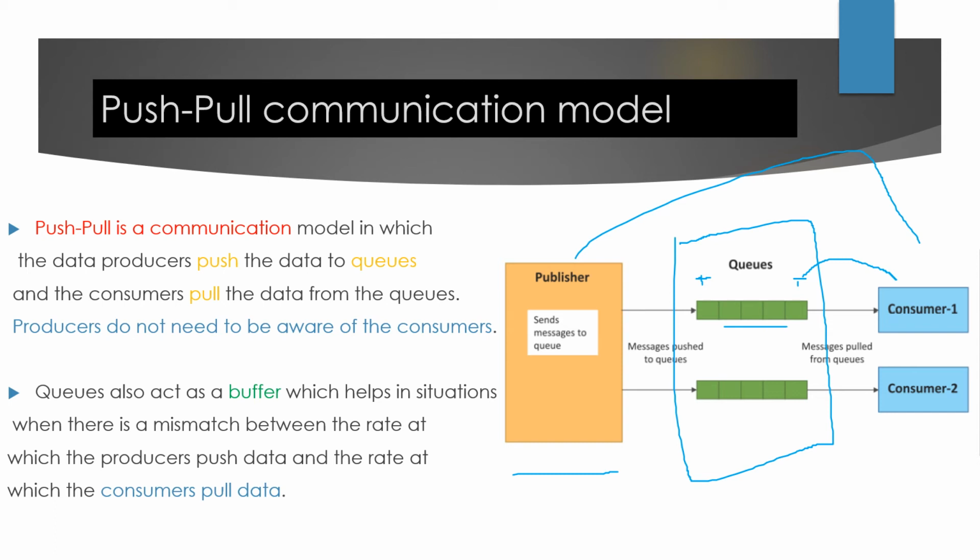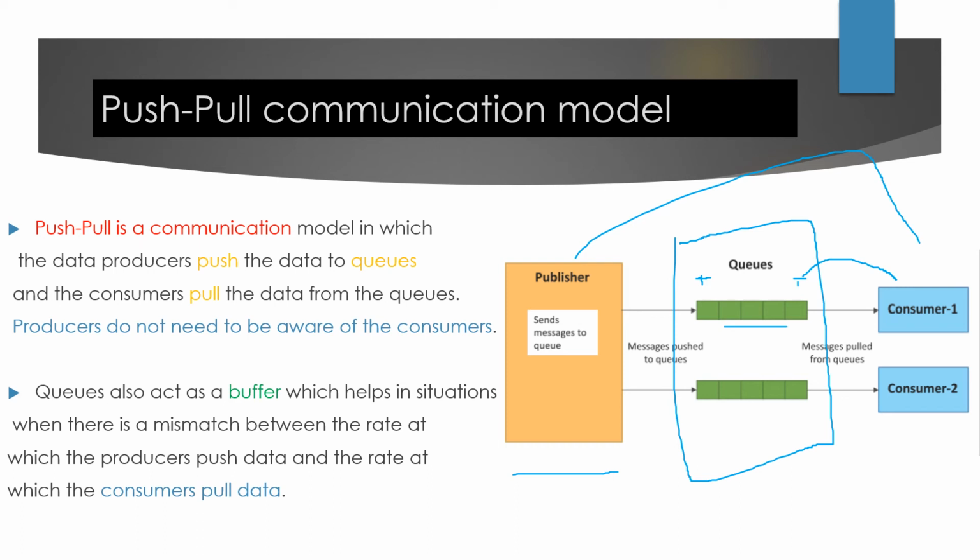For that time period, the data is stored in the queue, which helps in situations where there is a mismatch between the data rate at which the producers push the data and the rate at which the consumers pull the data. So this storage of data basically solves the problem of rate mismatch.